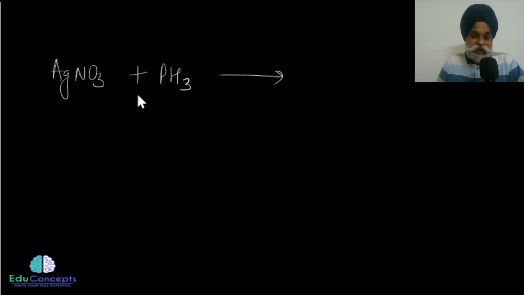Silver nitrate treated with phosphine gas from the P block. Phosphine is in our syllabus, and when phosphine is treated with silver nitrate, what product do we get here?